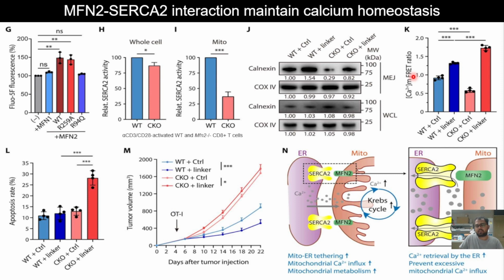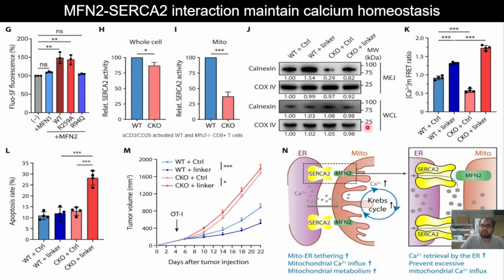That was very interesting data, suggesting that this interaction of SERCA2 with MFN2 is not unidirectional. It is not just taking calcium from the mitochondria to the ER; it is trying to maintain calcium homeostasis.